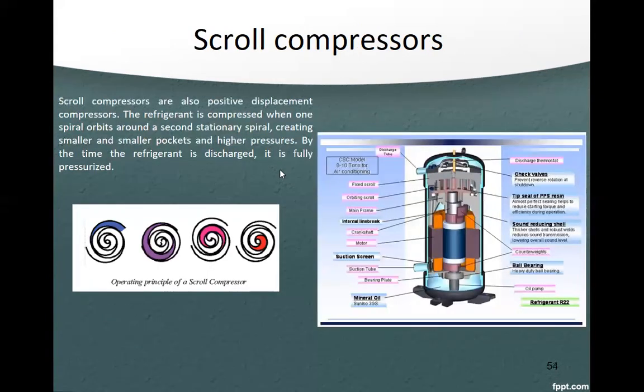Next type is the scroll compressor. Scroll, like a scroll of paper. Diba? Nakapagin nyo na. Bakit scroll? Ito, maliliit na compressor yan. The scroll compressors are also positive displacement compressors. The refrigerant is compressed when one of the spirals orbits around a second stationary spiral, creating smaller and smaller pockets and higher pressure. By the time the refrigerant is discharged, it is fully pressurized. So, ito yung mga parts. Kung interesado, tingnan nyo ang mga parts niyan. Wala naman tayo sa maintenance. So, ito.